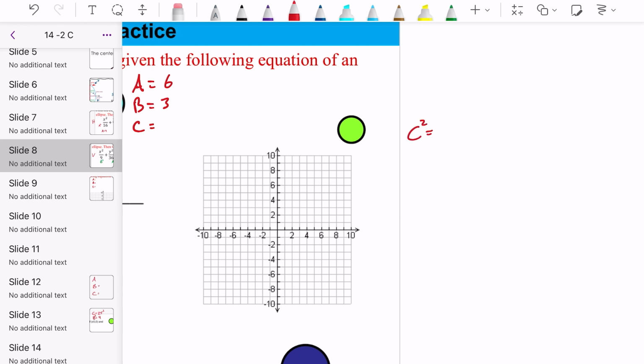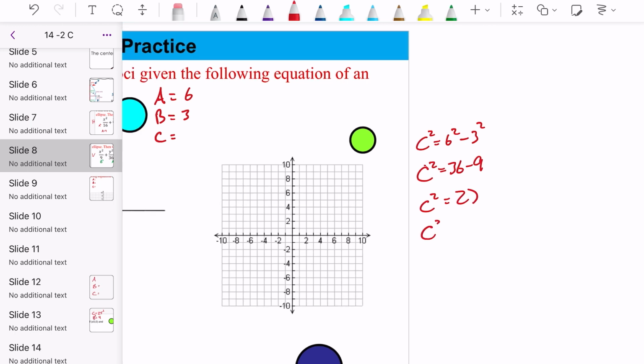C squared is equal to 6 squared minus 3 squared. So C squared is equal to 36 minus 9. Actually, 9 would be 3 squared, which would leave us with 27. C squared is equal to 27. The square root of 27 would be C.